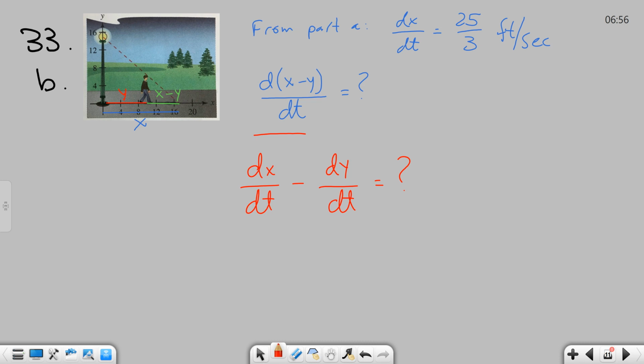We know both of these answers from the original problem. We know that dx/dt is 25/3. We know that dy/dt is 5. And when we do a little bit of math there, we get 10/3 feet per second. If you want to convert that to a decimal, you can, or you can leave it in fraction form.